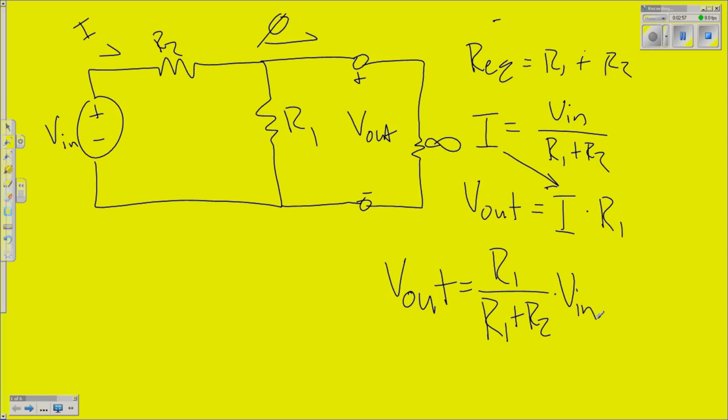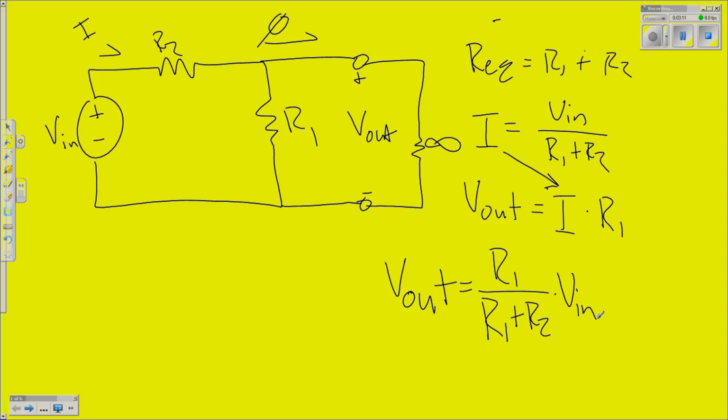And you can check this real quick. How about our units? Alright, we have a resistance over a resistance, so that's going to be unitless, times a voltage. Okay, so we get a voltage. Does a voltage equal a voltage? I sure hope so. Alright, and then we have a voltage division.